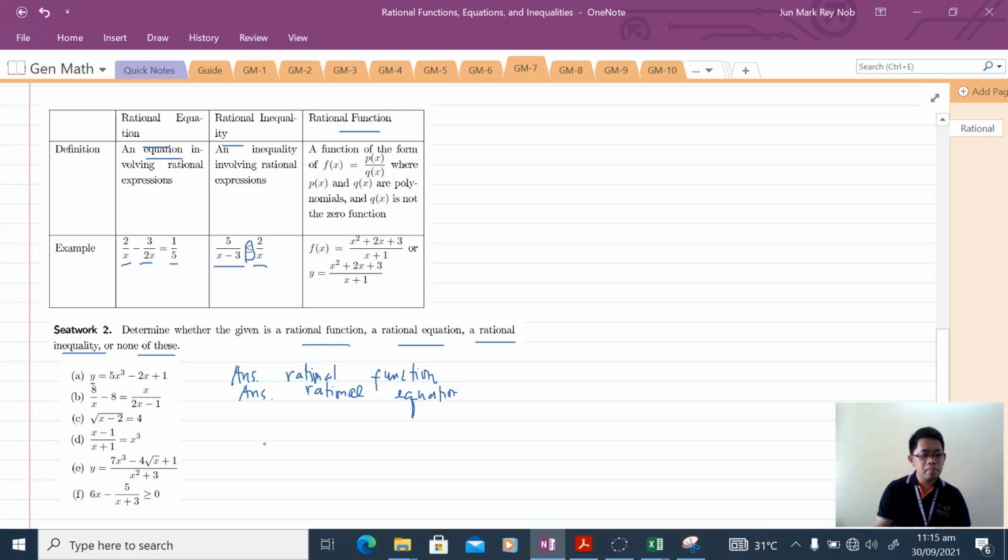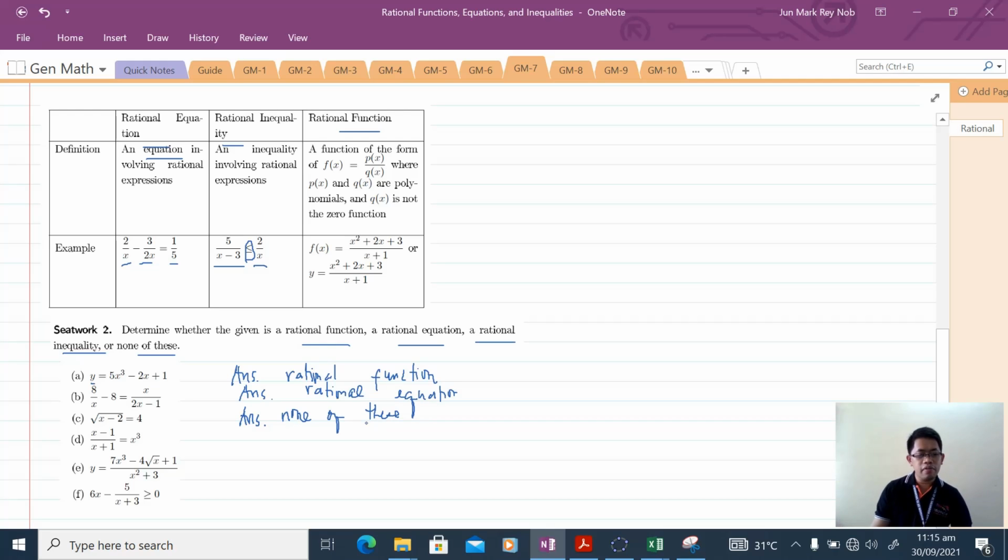Now what about letter C? The square root of x minus 2 is equal to 4. So take note, this is not actually a polynomial. The square root of x minus 2 is not a polynomial, so automatically we cannot classify it as any of the three. So none of these.